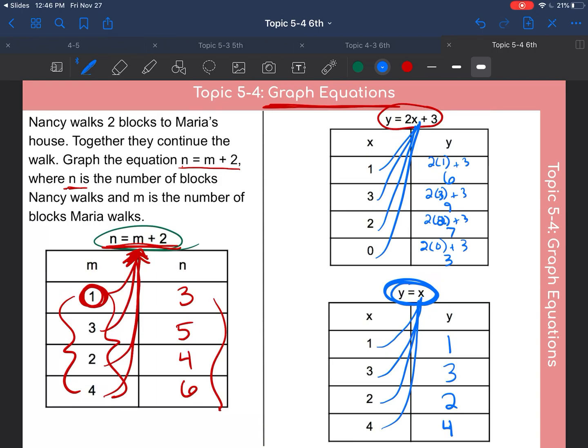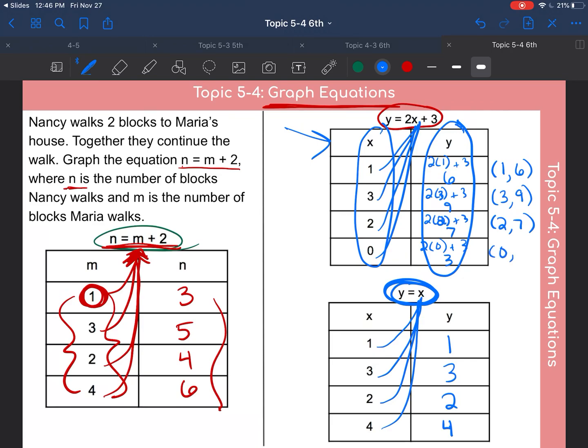Okay, so now what we have is tables that have x values and their corresponding y values. So without even knowing, you were really creating ordered pairs. Okay, so for this example right here, if x is 1, 6 is y, we can write the ordered pair as 1, 6. And for the next one, 3, 9. We're really creating ordered pairs. From this table, we can get that x and y, and create an ordered pair and graph it. It's pretty cool. Next one is 2, 7, and 0, 3.